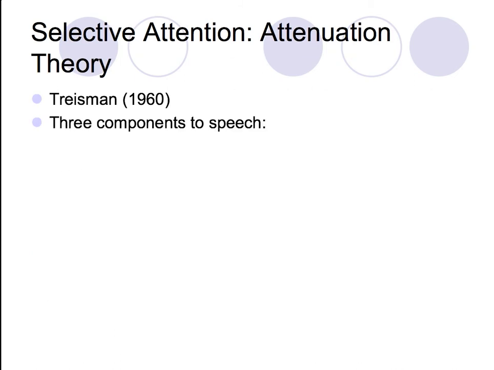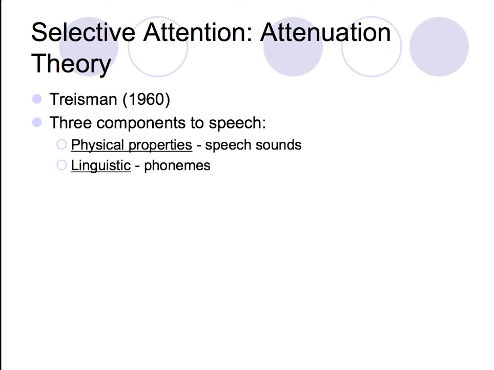So Treisman also came up with a theory that addressed this sort of issue. She mentioned there are three components to speech. The physical properties, or speech sounds; the linguistic properties, meaning the smallest elements that speech forms, the phonemes; and more importantly, the semantic properties of words. So you have physical properties of words, and the sounds, and then the meanings.